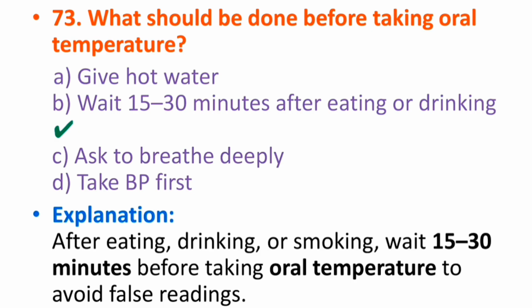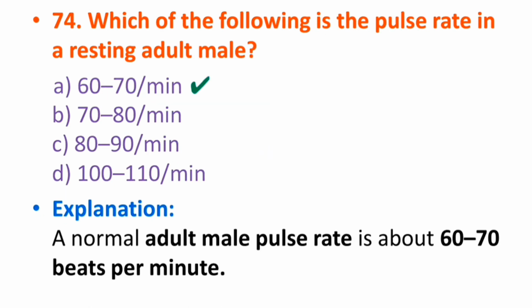What should be done before taking oral temperature? Option A, give hot water. Option B, wait 15 to 30 minutes after eating or drinking. Option C, ask to breathe deeply. Option D, take BP first. The correct answer is option B, wait 15 to 30 minutes after eating or drinking. After eating, drinking, smoking, wait 15 to 30 minutes before taking oral temperature to avoid false readings.